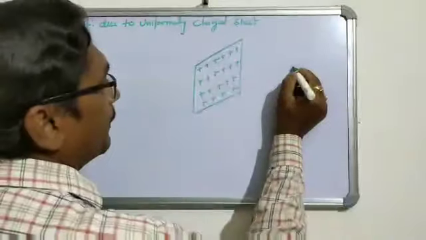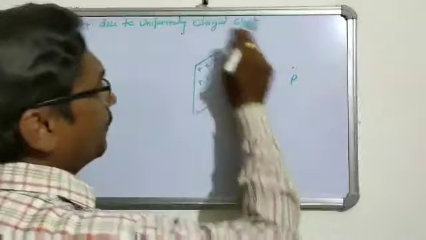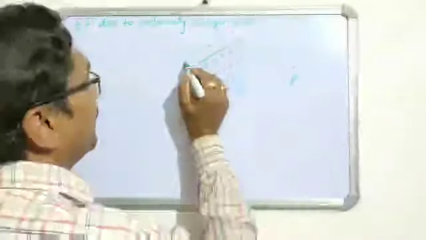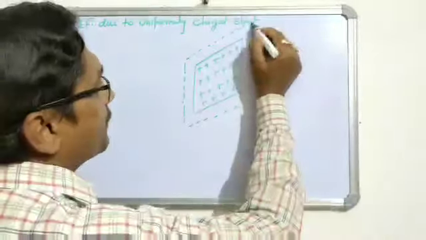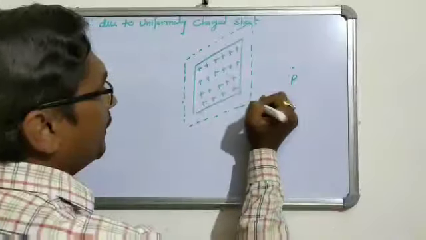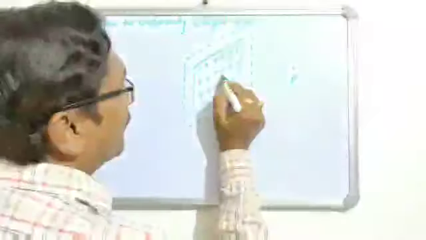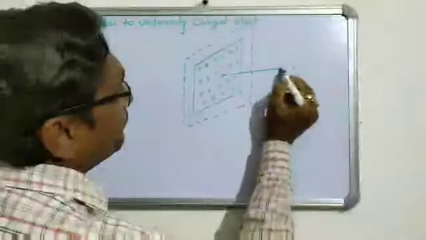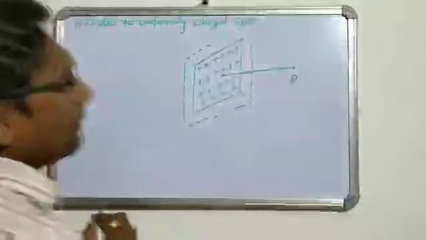Let there be a point P here. We have to find the electric field at point P due to this uniformly charged sheet. It may be an infinite sheet; the dotted line shows the infinite extent. This is the center point of the sheet, and we have to find the electric field at this point.